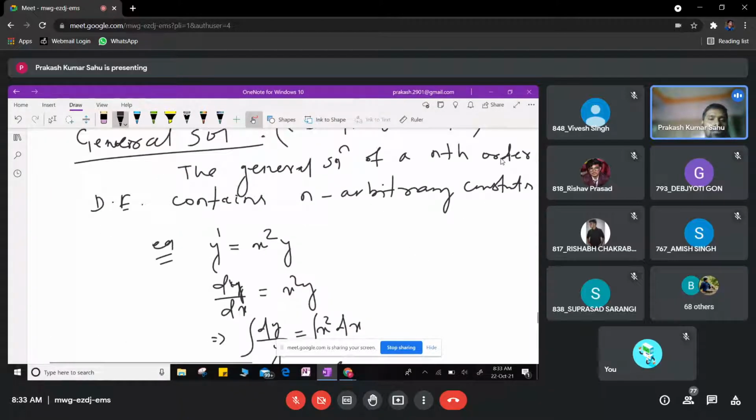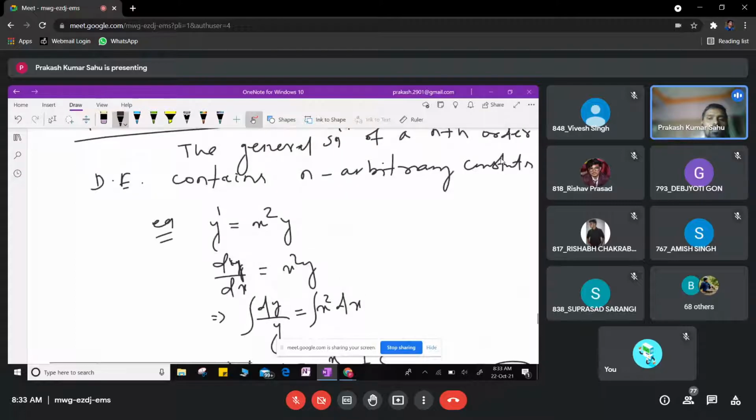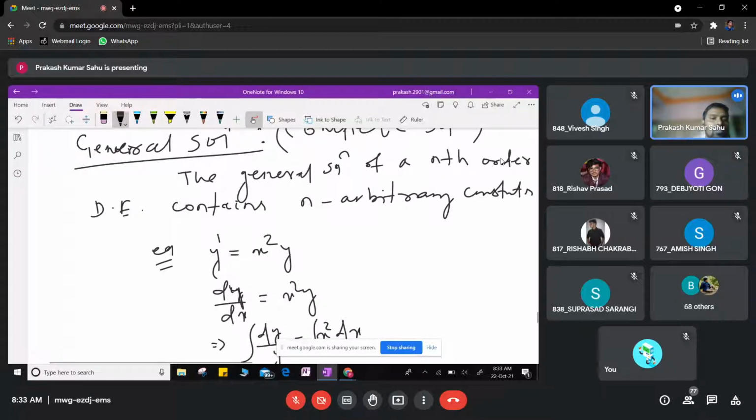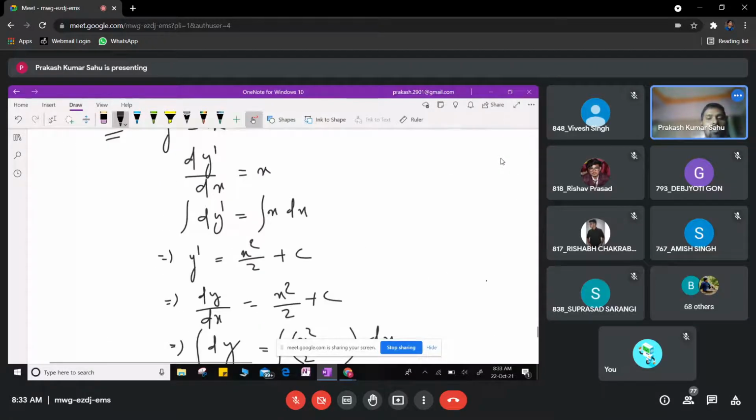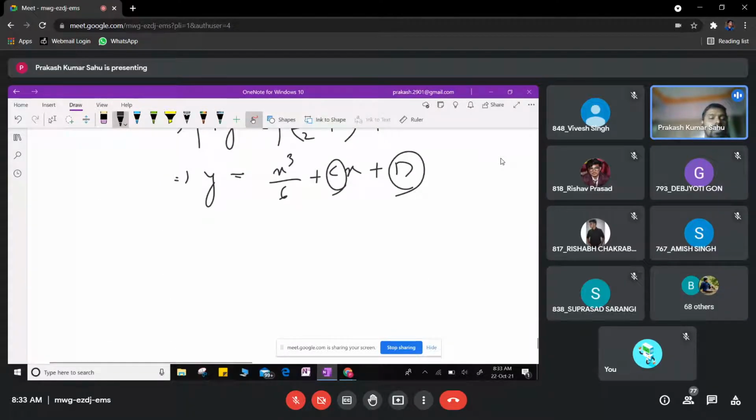So now you see the general solution of an nth order differential equation contains n arbitrary constants. So now here C and D are arbitrary constants. And if you put some values to C and D, then you will get a solution. And that solution is called a particular solution.